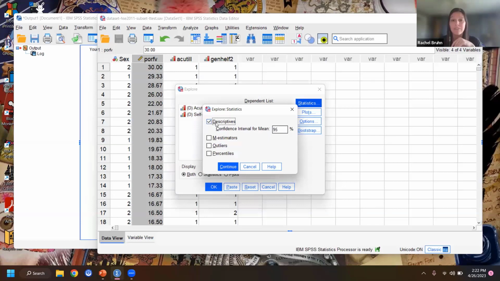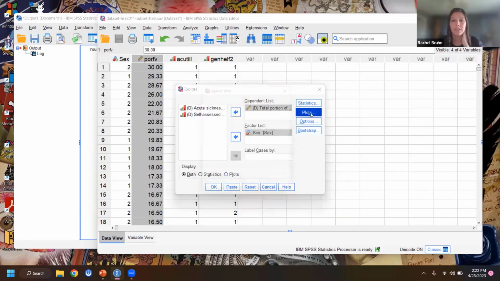Here I definitely want to check descriptives because that's going to give me a lot of the descriptive statistics that I want to look at. Typically, I don't use the other options. You can include things like the outliers, but it doesn't include all outliers. It's only like the 5 most extreme or something like that. So we're actually going to use a different method for identifying outliers. So we're just going to leave the descriptives box checked.